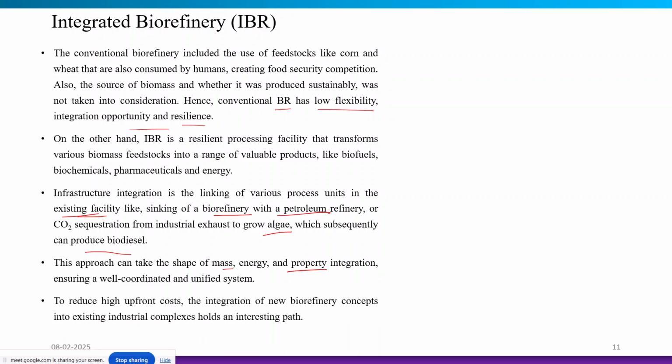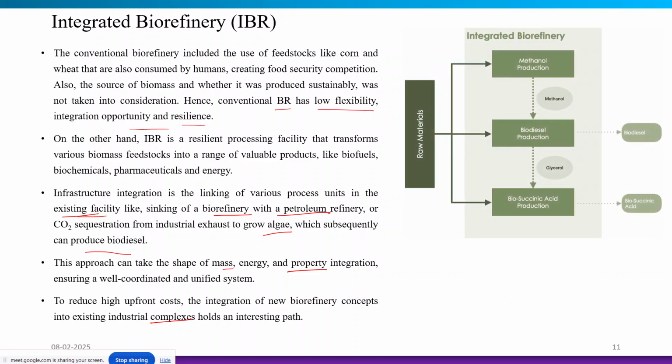So, considering also how to reduce the high upfront cost, the integration of the new biorefinery concept into existing industrial complexes holds an interesting pathway, if this integration can be done in a sustainable way. Here I have shown one example, with any kind of raw material that we are using. Here we focus only on methanol production, or only biodiesel production, or only biosuccinic acid production. So these three platforms are separate.